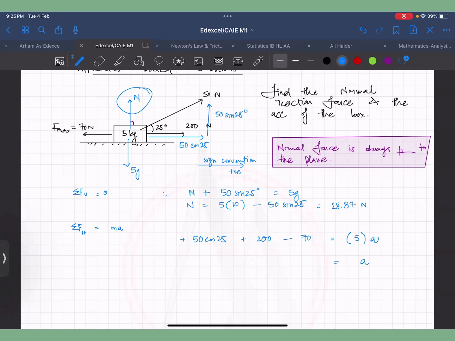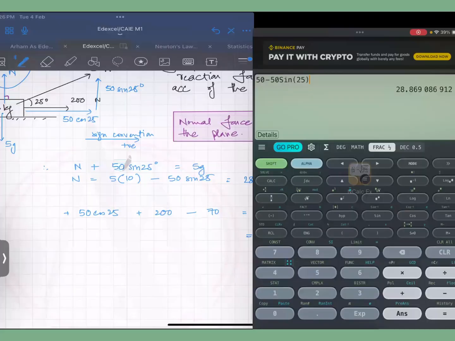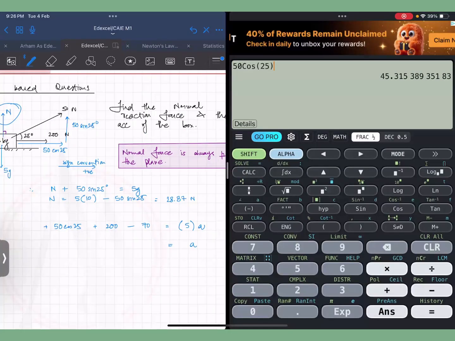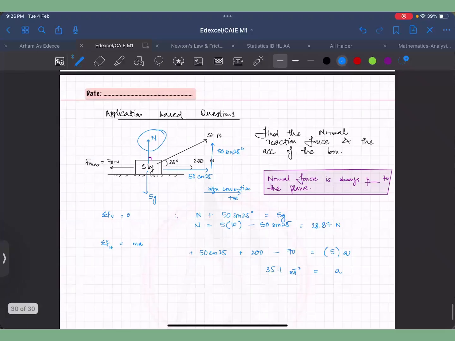So what would you do? The next step is just use your calculator, find the acceleration. So 50 cos 25 plus 200 minus 70 and then divide by 5. So this has a very large acceleration, 35.1 meters per second squared. This is not a very realistic value, but this is how you would do it.